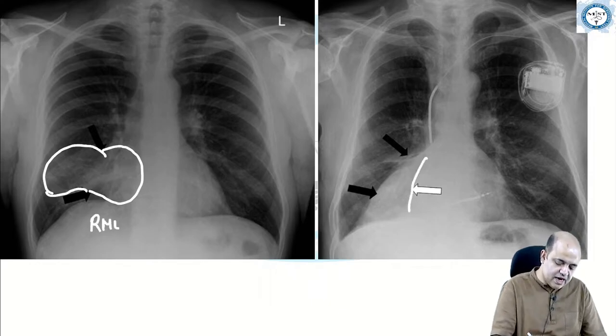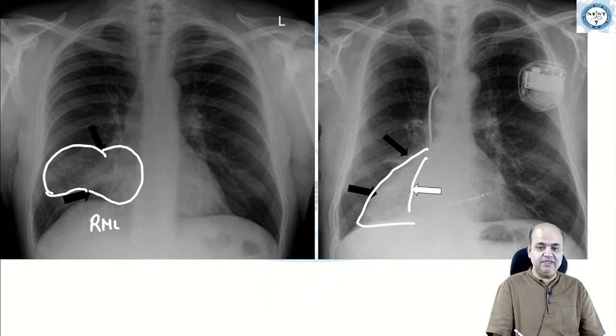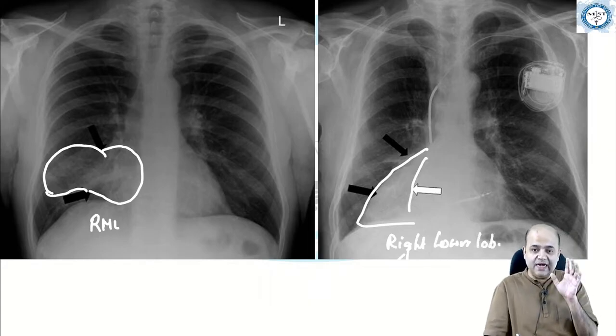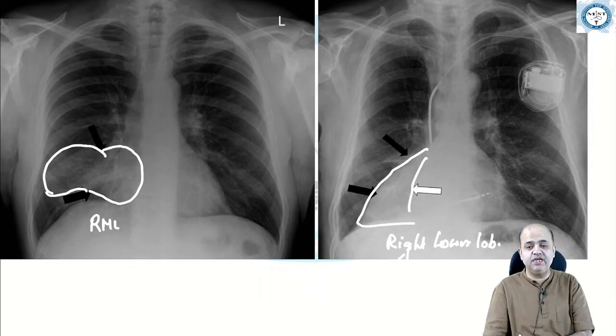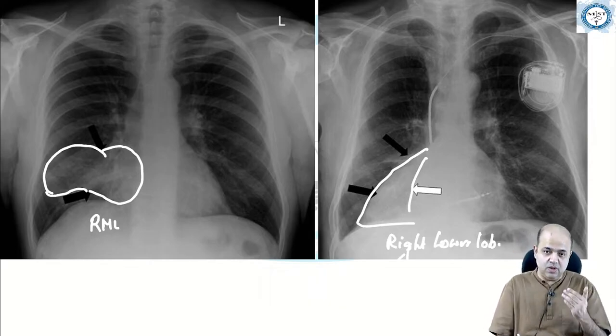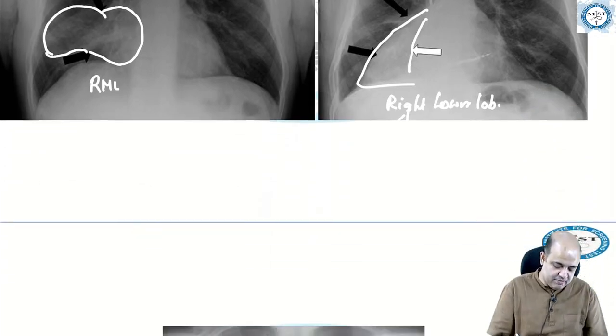Here we can see the heart border, and we can see the opacity. That means this opacity is not touching the heart. This is posterior to the heart, because the heart is an anterior structure. This is a right lower lobe opacity. We need to understand that the heart is an anterior structure, the middle lobe and lingula are anterior structures in the chest, and lower lobes are posterior structures. Lower lobes are placed posteriorly.